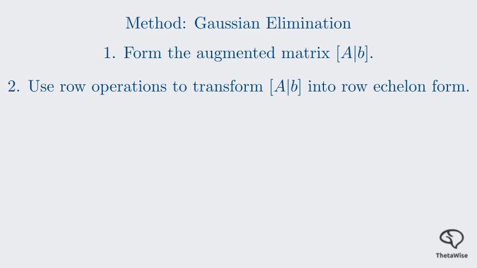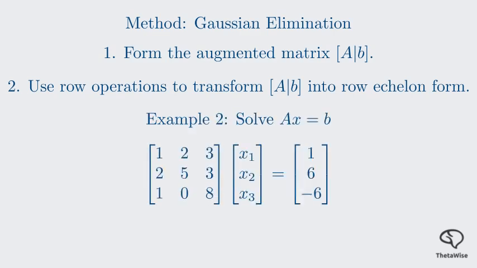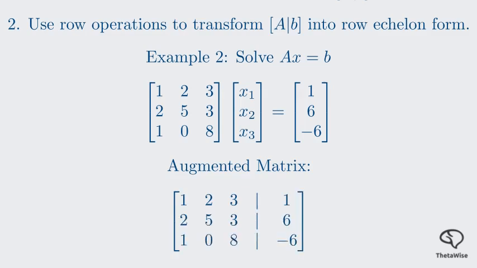Let's work through an example. Consider the equation. The matrix 1, 2, 3, 2, 5, 3, 1, 0, 8 times the vector x1, x2, x3 equals the vector 1, 6, minus 6. First, we form the augmented matrix. This gives us the matrix 1, 2, 3, 1, 2, 5, 3, 6, 1, 0, 8, minus 6. Now we perform row operations to get it into row echelon form.